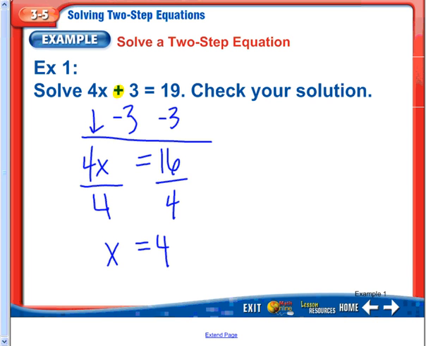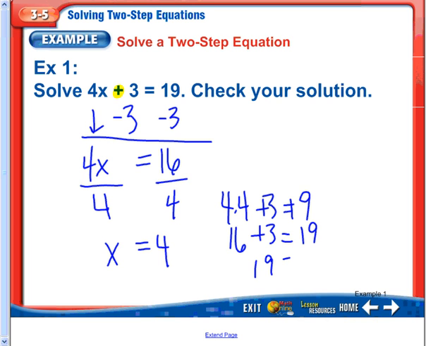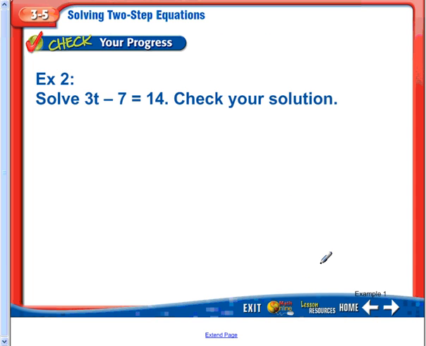To solve, we'll use the value of x in the original equation. 4 times 4 plus 3 equals 19. This is what we are trying to check. 4 times 4 equals 16 plus 3, does that equal 19? And 16 plus 3 equals 19. So our solution is correct.